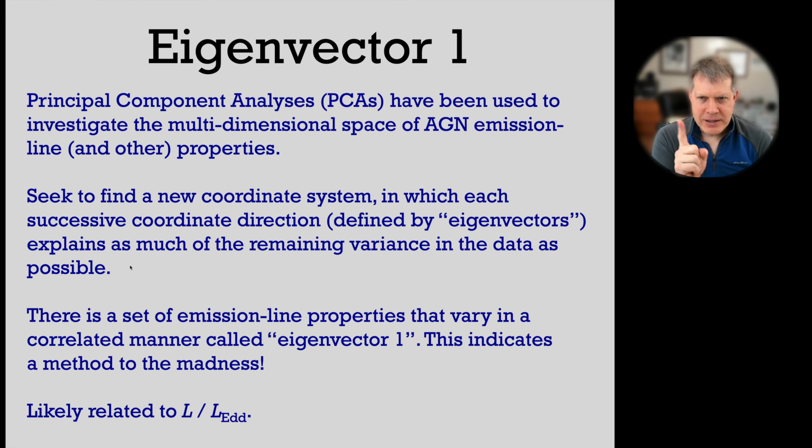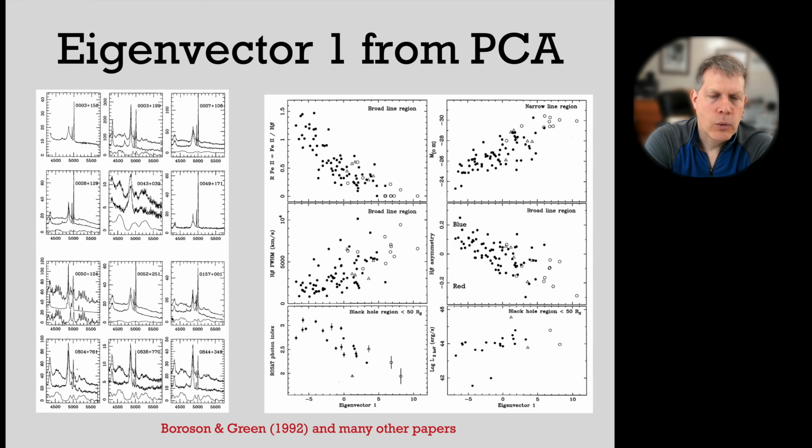So you're looking for these eigenvectors that explain most of the object-to-object variability among active galaxies. And this principal component analysis turns up interesting things. In particular, there is a set of emission line properties, which again go by the name of Eigenvector 1, that vary in a correlated manner. And I'll just sort of show you what's meant by that.